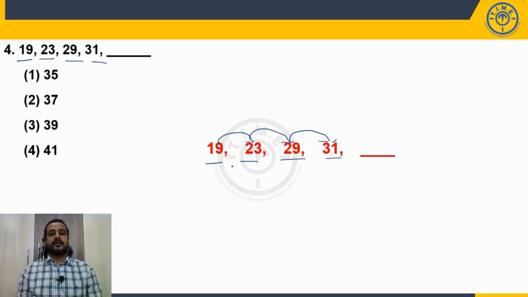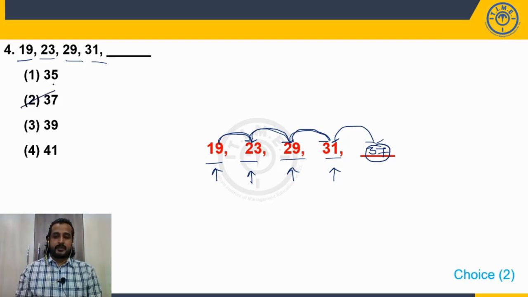So that is the advantage if you know the prime numbers by heart. By looking at the numbers, you can recognize them, and then you can answer quickly. 19, next prime number is 23. 23, next prime number is 29. 29, next prime number is 31. What is the next prime number after 31? 37. So what is our required answer? 37. Choice 2 is our answer. Clear? So choice 2, 37, is the required answer.